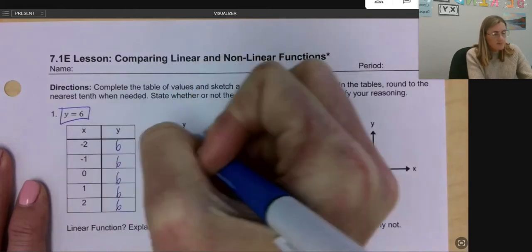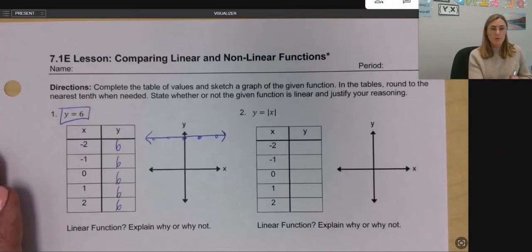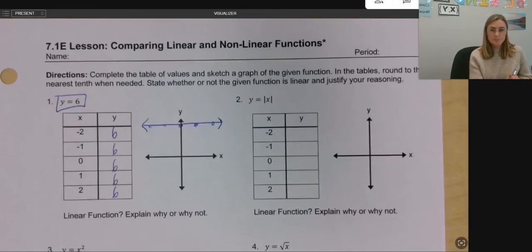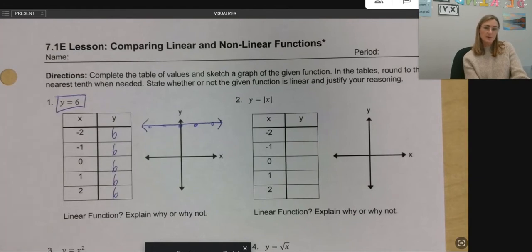Obviously, these graphs are sketches, but that's going to draw just a horizontal line right there with 0 slope. It says, is this a linear function or not? Explain why or why not. So would this be linear and would this be a function?